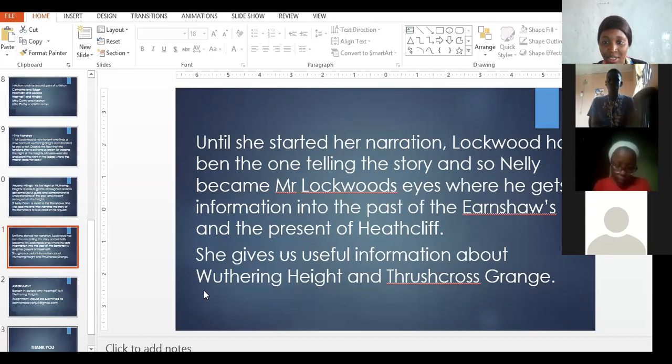So the two narrators again are Mr. Lockwood and who? Nellie Dean. Mr. Lockwood got his information as a result of what he read or the journals he came across, while Nellie Dean got the information about the Lintons and the Henshaws based on the fact that she lived there and she was there when everything happened. Is that clear?